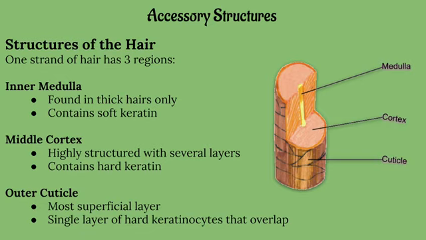The cortex is structured into several organized layers. Here you'll find keratinocytes with hard keratin. Keratinocytes with hard keratin won't break or flake the way keratinocytes with soft keratin do. The cuticle is the most superficial layer of the hair, containing one layer of hard keratinocytes that overlap each other. When the outer cuticle becomes worn out, this can result in something that we know as split ends.